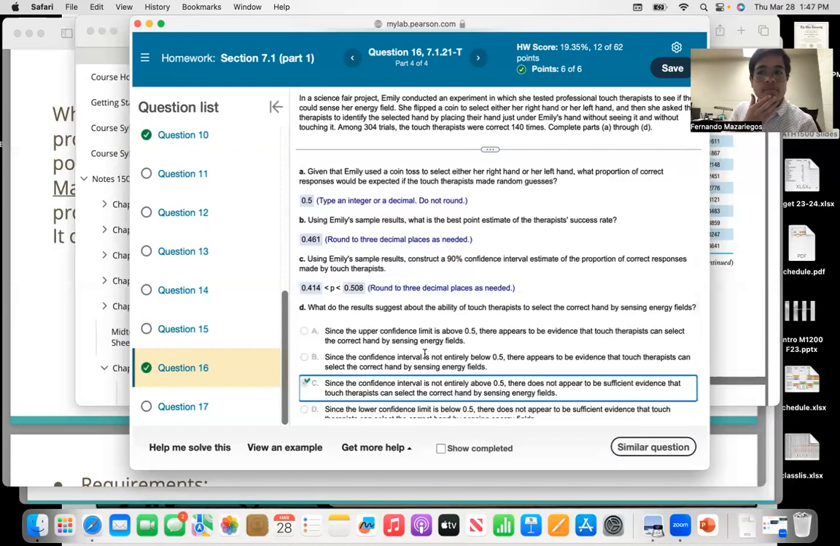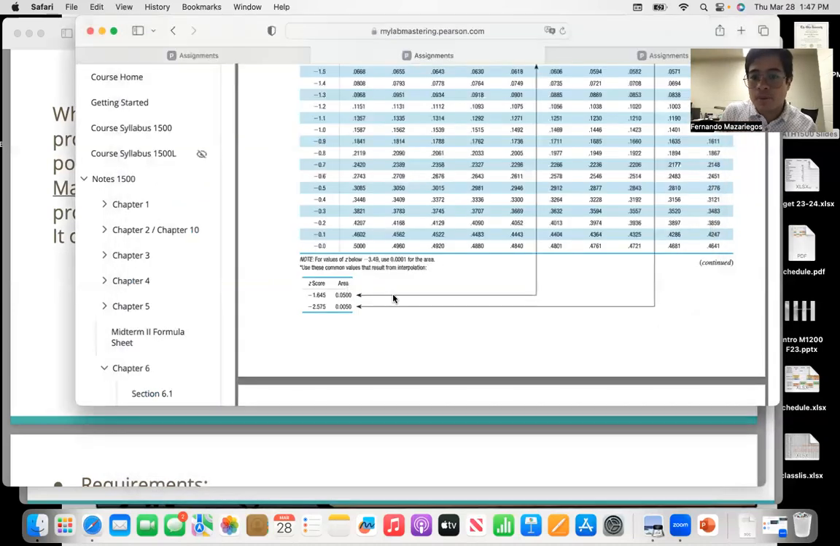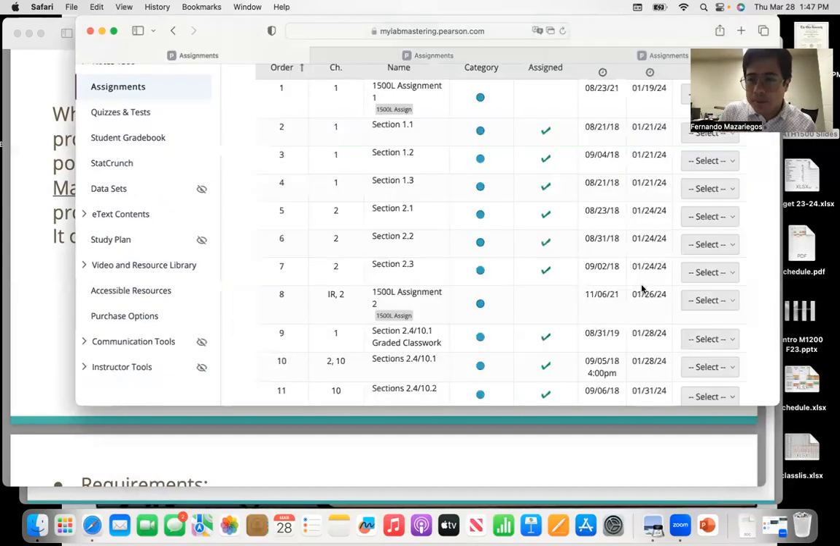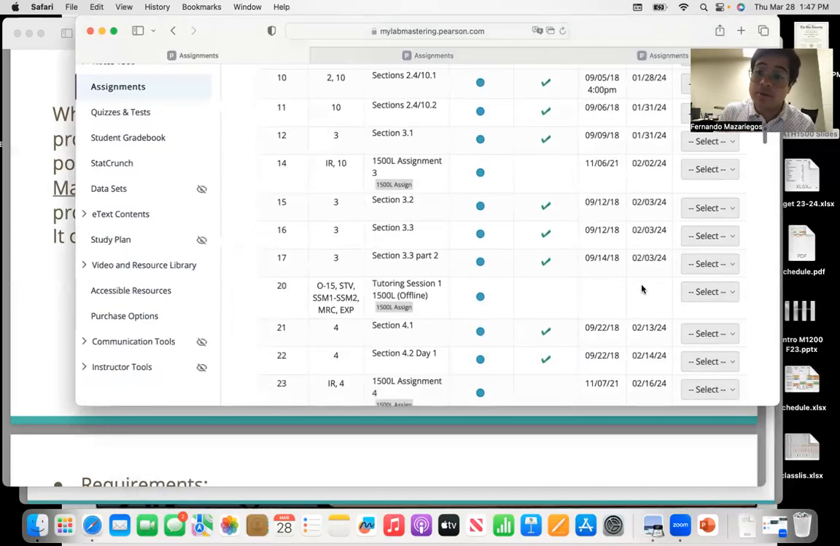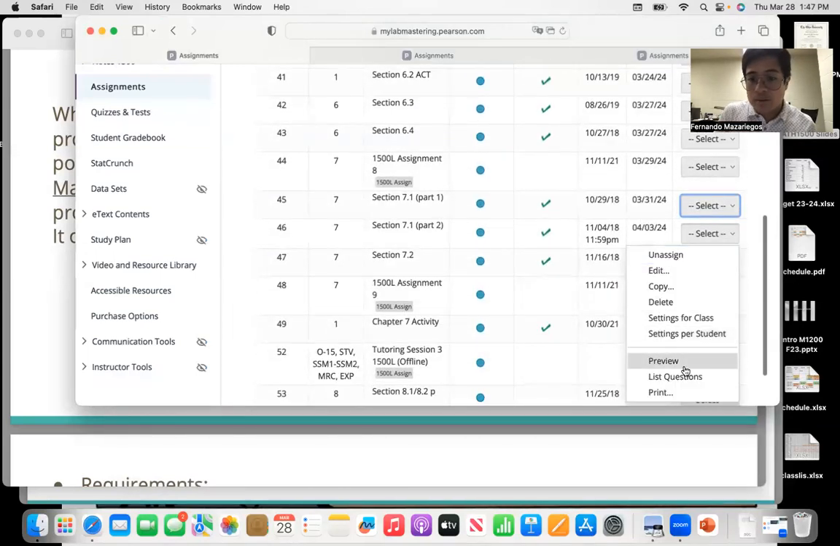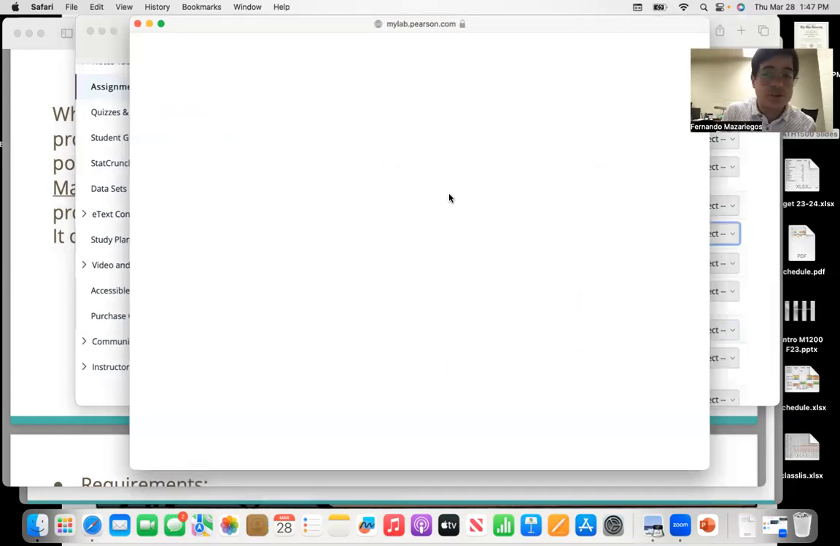Okay, so I think this is it for section 7.1 part 1. Basically question 16 is what we want to do in this section. We want to find the confidence interval for a proportion. So let's move on to 7.1 part 2, which is kind of like the same topics. But very specifically, we want to find sample sizes for these types of experiments. So let's do question 3 in assignment 7.1 part 2.